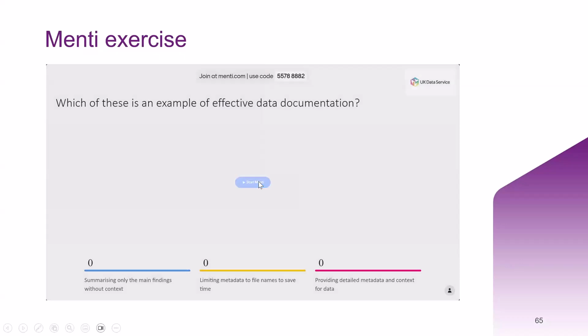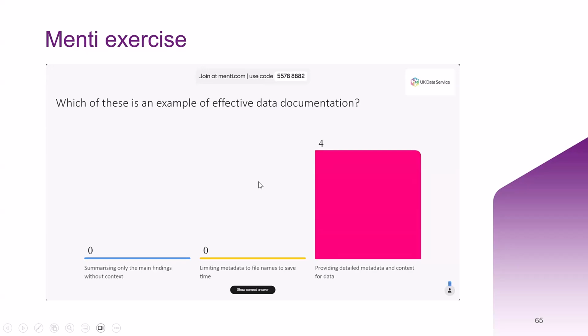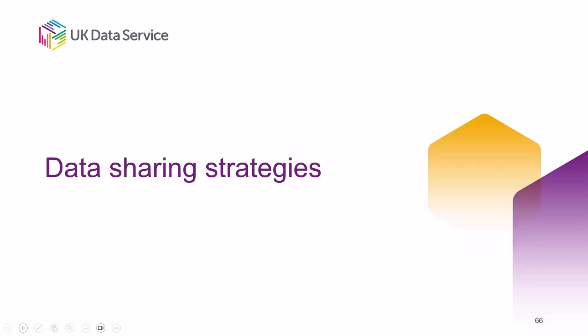And one final one on documentation. Which of these is an example of effective data documentation? Is it summarizing only the main findings without context? Sometimes it does happen. Limiting metadata to just the file names? Is that effective? No. It is providing detailed metadata and context for data. And again, that is the only way that others can use our data and potentially us in 10 years' time.